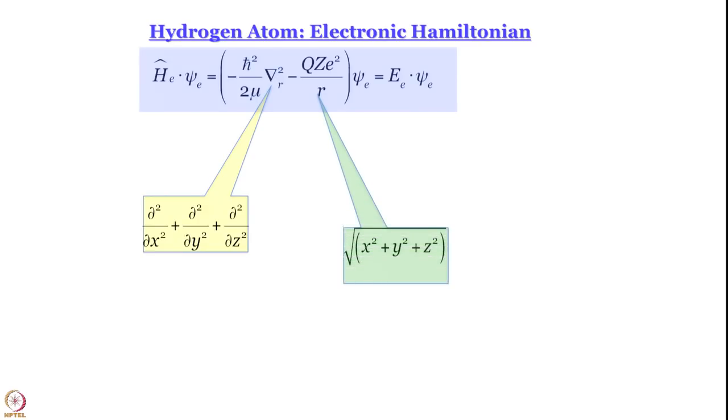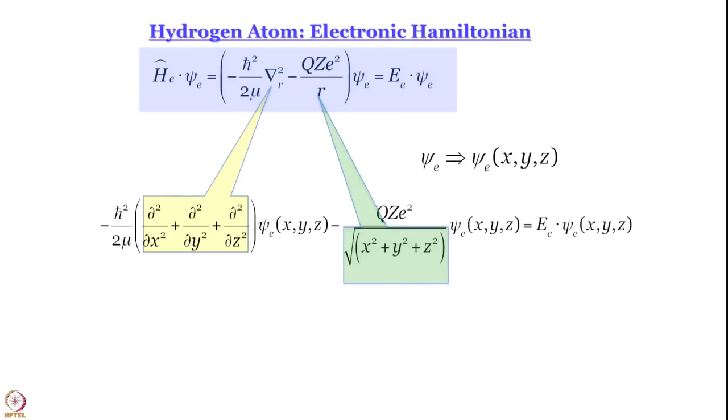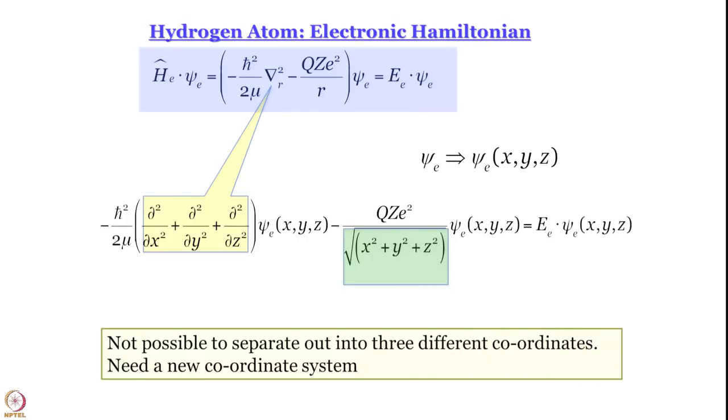The second term is minus Zq square by r, and r is square root of x square plus y square plus z square, and that is a problem because this electronic wave function, which is a function of x and y and z, if you try to separate it out in terms of something like psi e of x multiplied by psi e of y and multiplied by psi e of z, this term in the Schrodinger equation is going to create a problem, because you cannot break it down into something in x multiplied by something in y into something in z. How do you do that with square root of x square plus y square plus z square? So, because of this problematic term, it is not possible to separate out the Hamiltonian into three different coordinates. We cannot proceed further even with hydrogen atom if we want to stick to Cartesian coordinates.